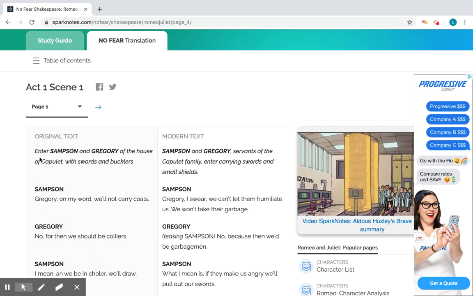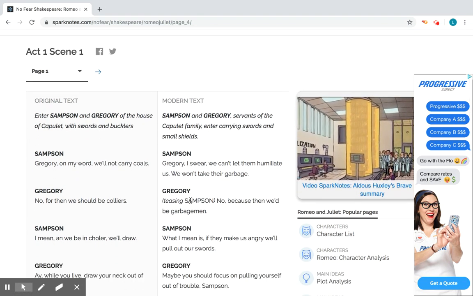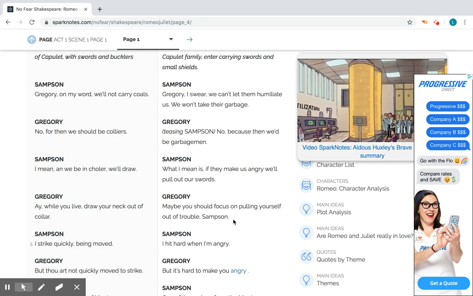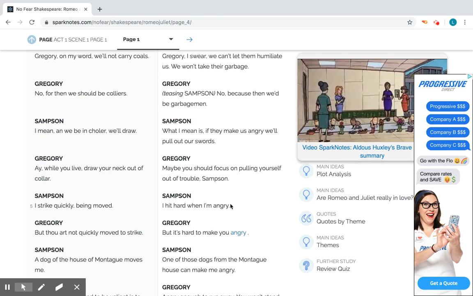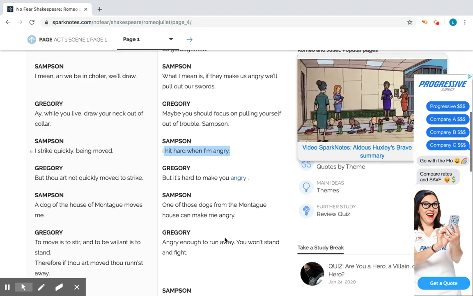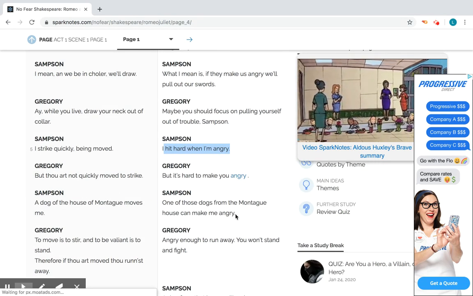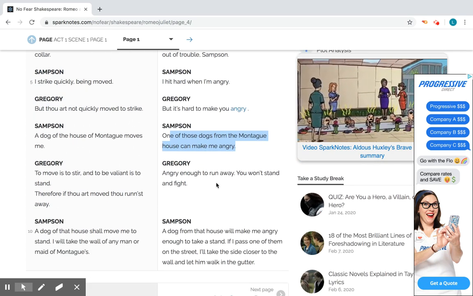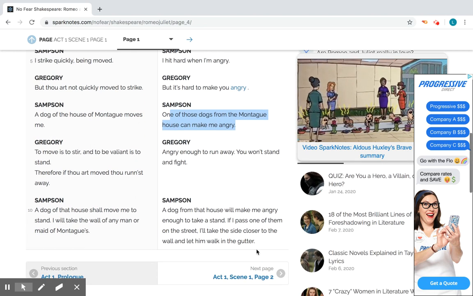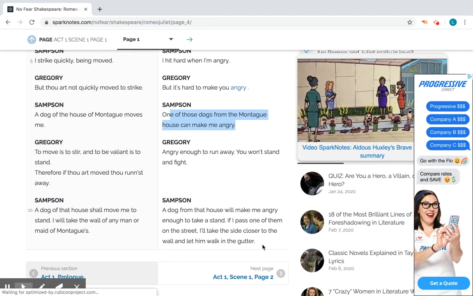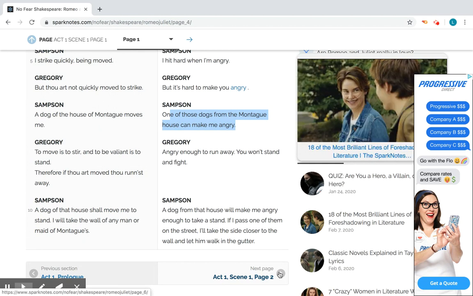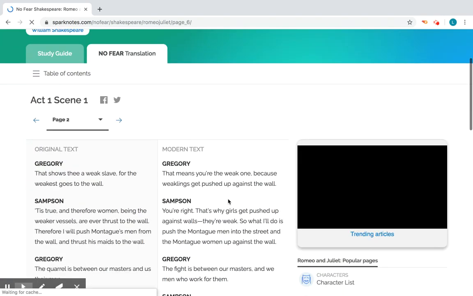Gregory, my word, we will not carry coals. No, for then we should be colliers. I mean, and we be in choler, we'll draw. Aye, while you live, draw your neck out of the collar. I strike quickly, being moved. But thou art not quickly moved to strike. A dog of the house of Montague moves me. To move is to stir, and to be valiant is to stand. Therefore, if thou art moved, thou runn'st away. A dog of that house shall move me to stand. I will take the wall of any man or maid of Montague's. That shows thee a weak slave, for the weakest goes to the wall.